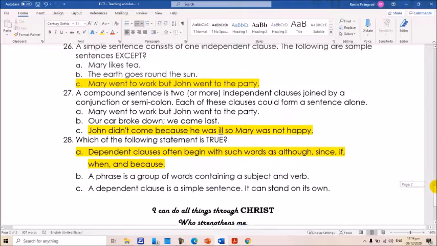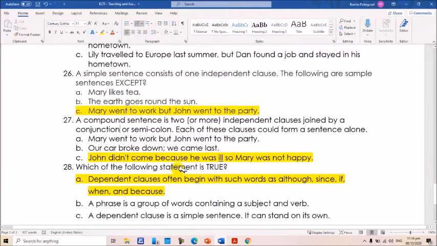Number 28, last item. Which of the following statements is true? The answer here is letter A. Dependent clauses begin with such words as although, since, if, when, and because. A phrase is a group of words containing a subject and a verb. This one is not a correct statement, right?